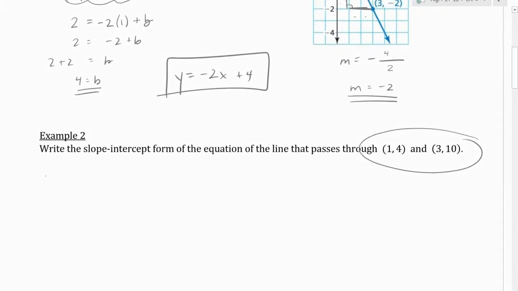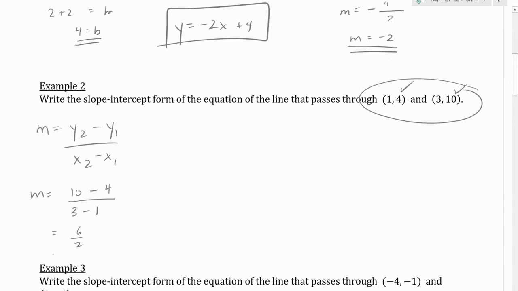Okay, so this one, there's no picture. Well, that's no big deal because you know how to find a slope this way. Here's our slope formula. So if I take my second y, 10, subtract my first y, 4. Remember, the y's are the second half of the point. Second x minus my first x, I'm going to get 6/2, which is 3. So now I've got a slope value.